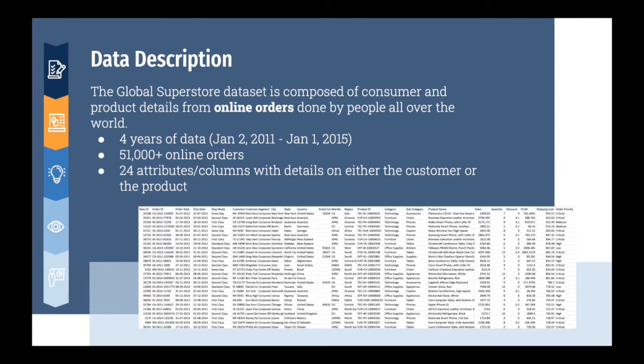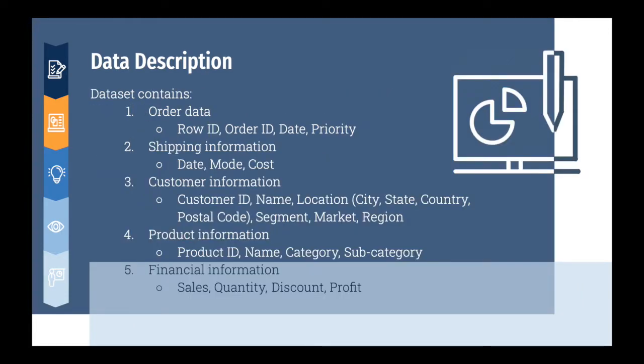details on each order. Below there's a little snippet of the data, and it shows each of the columns and everything. Here's just a little bit more detail on the different columns there were. There were 24, and we just split them up into 5 basic categories so you can see what it covers. It covers order data with the order ID, date and priority. There's the shipping information, which includes the shipping date, the shipping mode and cost.